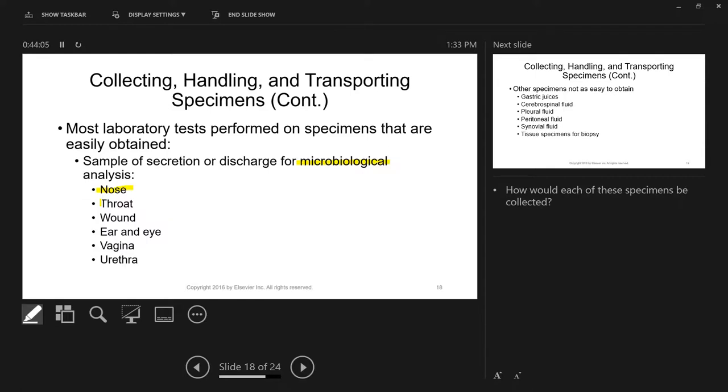I noticed cervix isn't on there. I guess it's probably not considered one of the easy ones to collect, but it's a really common one to collect. So these are our easy to collect, easy to provide a specimen for.